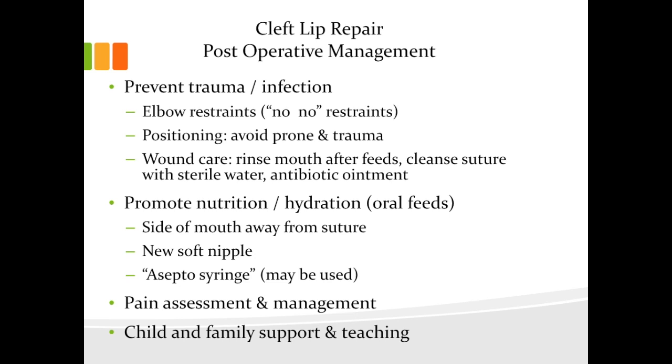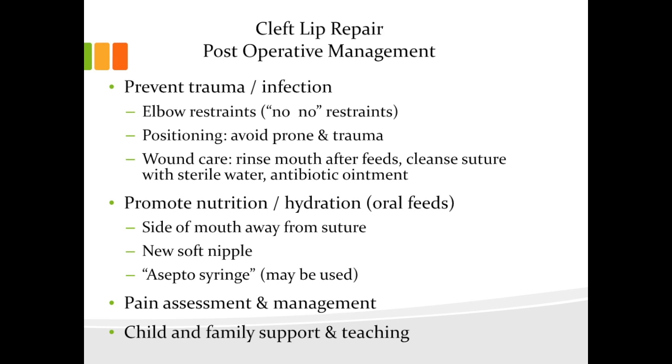When you have these kids post-op, we want to prevent trauma as well as infection. They rarely get infected. And so we put these elbow restraints on, and basically what it does is it keeps the arms straight, and we call them no-no restraints. We want to avoid this child being in a prone position, and we don't want them to fall on their face. So really watch how you position them in the bed. For wound care, we're going to rinse the mouth after feeds, clean the sutures with sterile water, and they may or may not have an antibiotic ointment that we're going to apply about every 4 to 6 hours. Most of the time, they don't even use that.